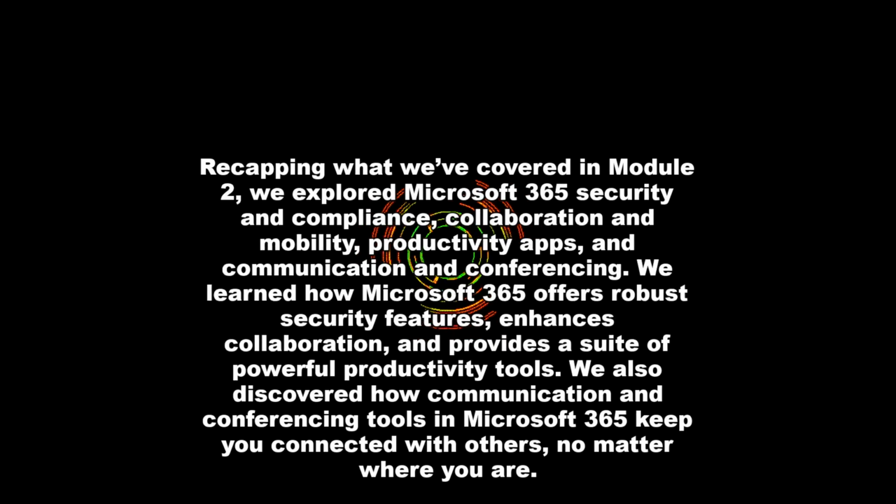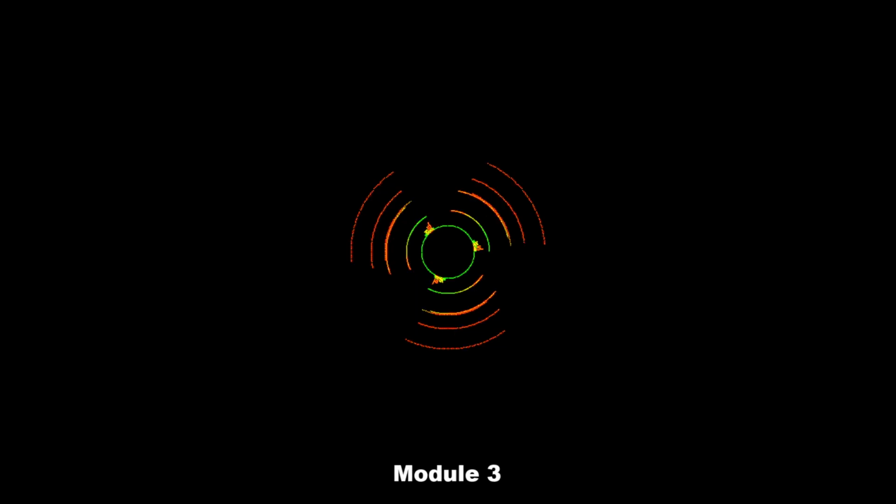Recapping what we've covered in Module 2, we explored Microsoft 365 security and compliance, collaboration and mobility, productivity apps, and communication and conferencing. We learned how Microsoft 365 offers robust security features, enhances collaboration, and provides a suite of powerful productivity tools. We also discovered how communication and conferencing tools in Microsoft 365 keep you connected with others, no matter where you are.